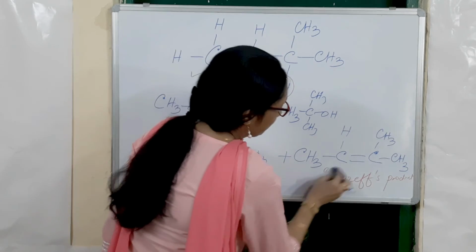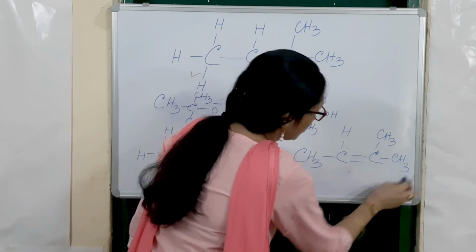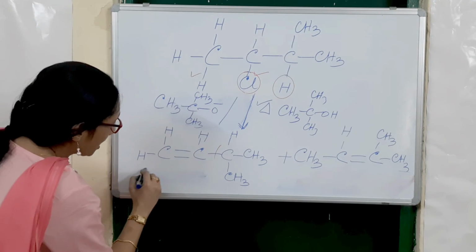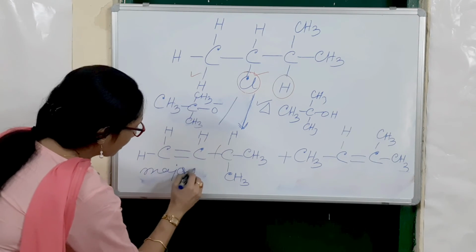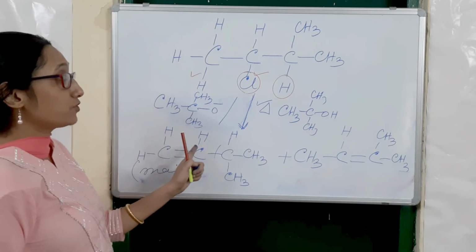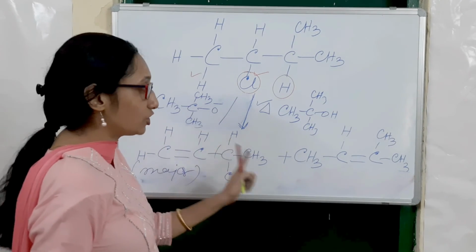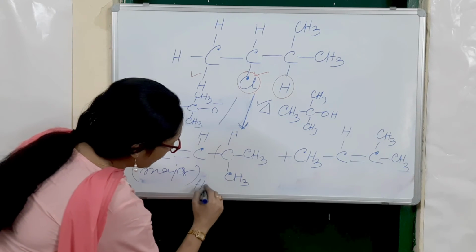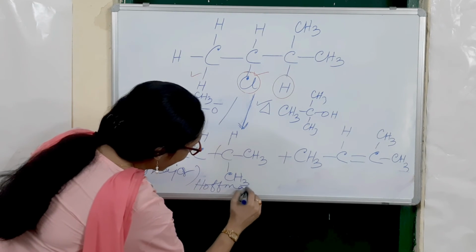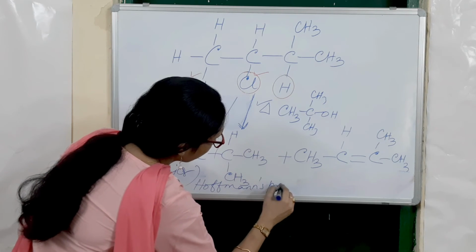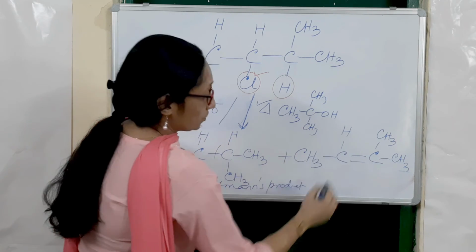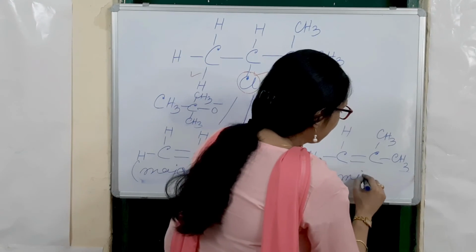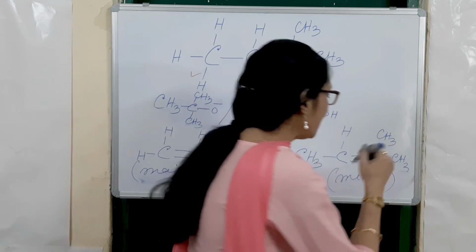but the major product will be different. In this case, the major product will be this product, that is the less substituted alkene is the major product, and the less substituted alkene is known as the Hofmann product. So the Saytzeff product or the more substituted alkene in this case will be the minor product.